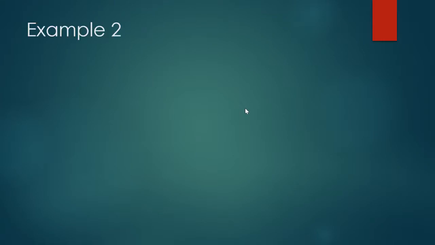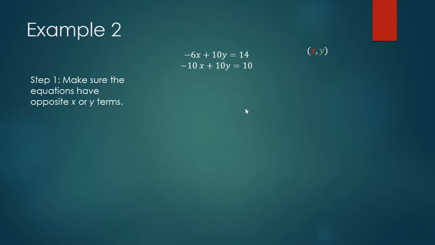Alright guys, example 2. Given two equations, negative 6x plus 10y equals 14 and negative 10x plus 10y equals 10, we're going to try to find the solution or the point of intersection. We're still going to use the 4 steps from before. Step number 1. Make sure the equations have opposite x or y terms.